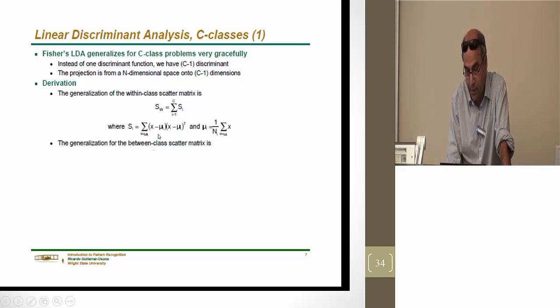We'll find the mean first. We'll subtract the mean from each sample. And this will be class 1, class 2, class 3. And we'll add up all those to get SW. So there's no problem. Only instead of 2, now we have C.